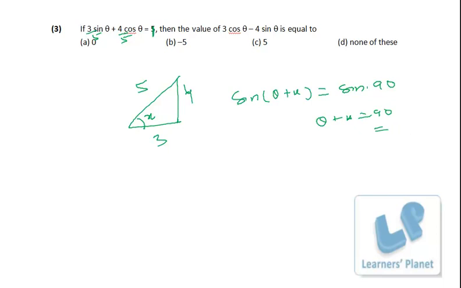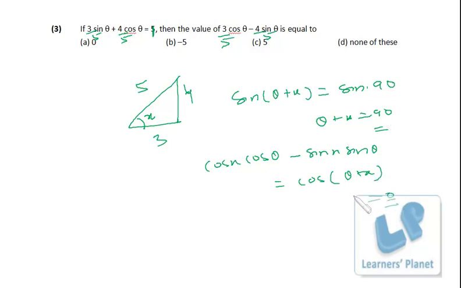And similarly over here I have to find out the value of this expression. I divide it by 5. So 3 by 5 is cos x and 4 by 5 is sin x. So this is cos x cos theta minus sin x sin theta, that is nothing but cos of theta plus x. Theta plus x is 90, so cos of theta plus x is cos 90, and that is 0. So very simply you can solve it.